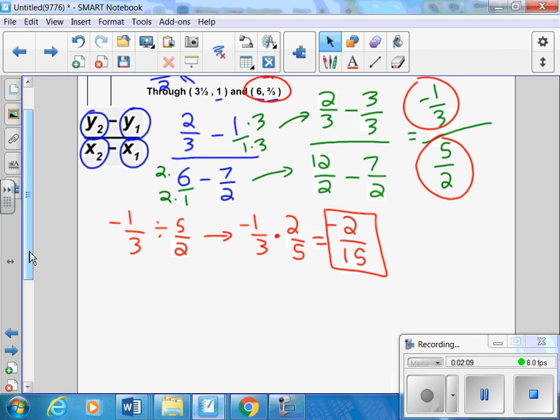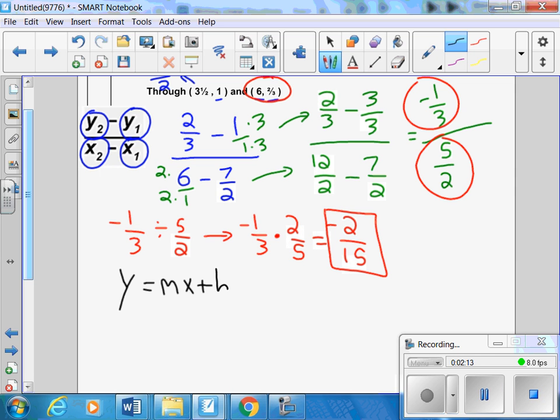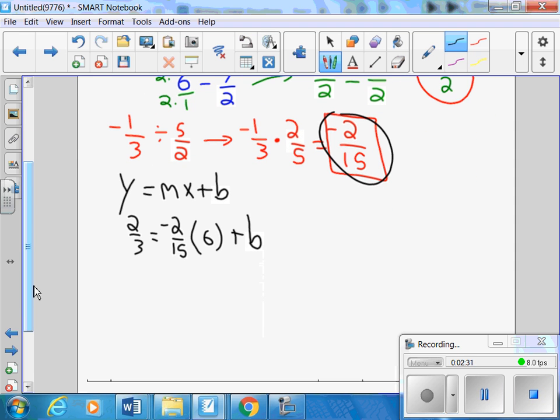So plug it all in for y equals mx plus b. In for y, we will plug in 2/3. In for m, we will plug in negative 2 over 15, because that's my slope. And in for x, we're going to plug in 6. That's a 6 up here. And then plus b. Now we're just going to solve for b, and once we do that, we'll have our equation.